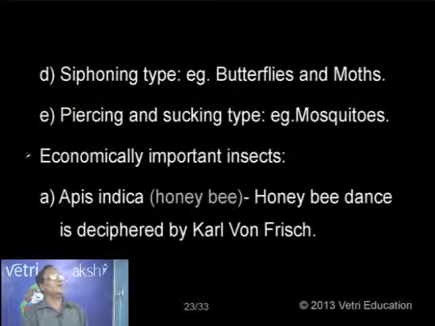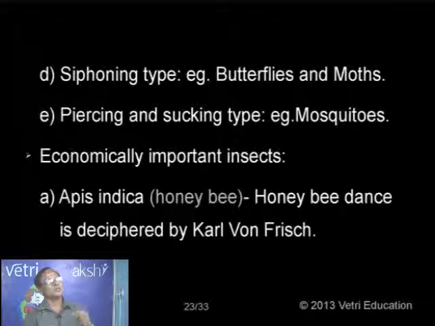Now the siphoning type: you can see there is a coiled tubular structure, kept coiled, in the case of butterflies and moths. These structures are nothing but a long proboscis, a siphon, a tubular structure for taking honey from the base of the flower, and such a type is called siphoning tongue.